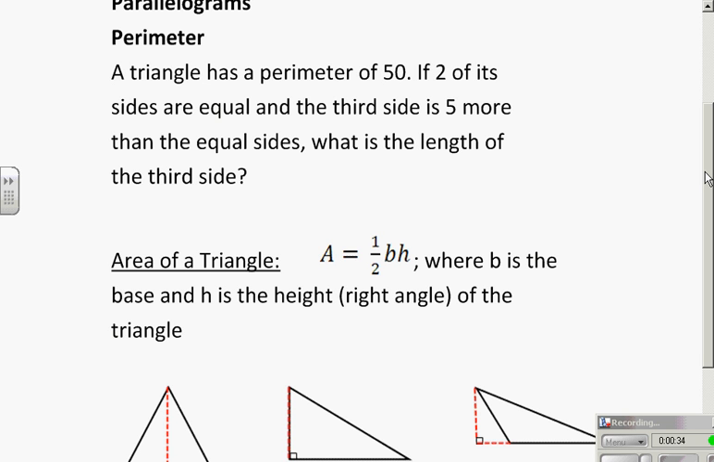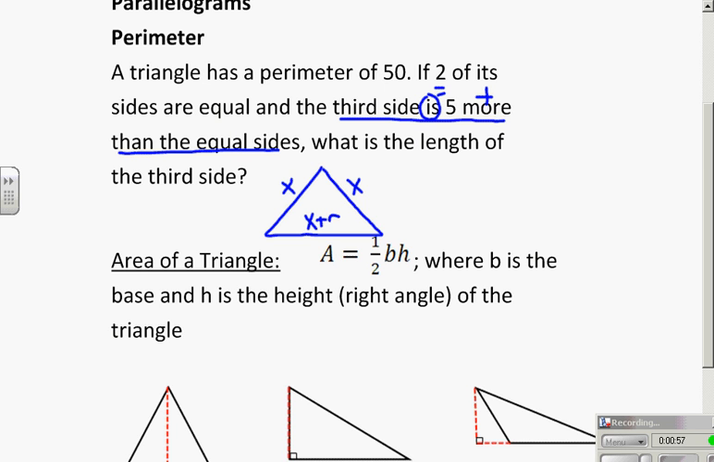So if a triangle has a perimeter of 50, if two of its sides are equal and the third side is 5 more than the equal sides, what's the length of the third side? Well, we always draw a picture. And if two sides are equal, we'll call them x. And if the third side is 5 more, that's your keyword for plus, than the equal side, so x plus 5, what's the length of the third side?